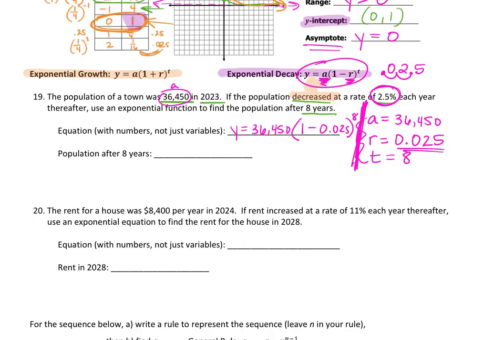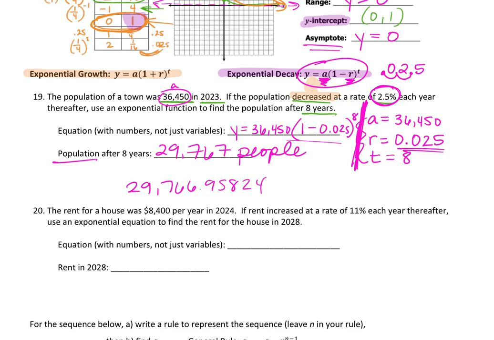What are you going to put behind that? People. Yeah, if we're talking population, when you plug this in, you should be getting this number: 29,766.95824. It's a population, but it's a rounded population. So I would call this 29,767, but then people. Good on that?